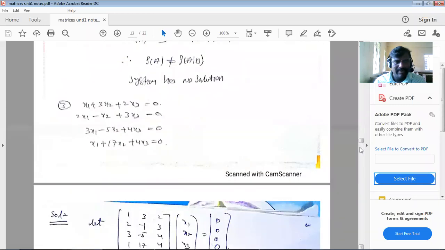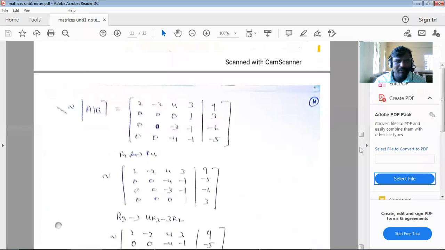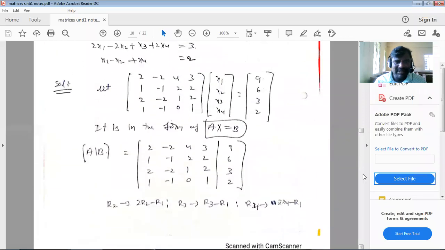Suppose a system of equations is given, Ax equals B, and you find the solutions of X. What is the X satisfying this equation, Ax equals B? Now the next topic is eigenvalues and eigenvectors. There also you are solving a system of equations, but how you get that one, that I'm going to discuss.